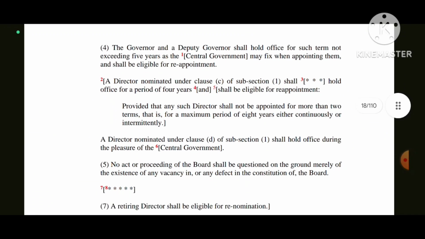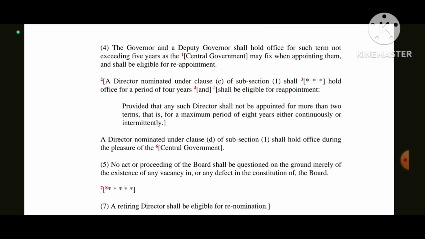Next subsection is subsection 4. The governor and deputy governor shall hold office for such term not exceeding 5 years as the central government may fix when appointing them, and shall be eligible for reappointment. So the term of office of the governor and deputy governor is 5 years and they can be reappointed.